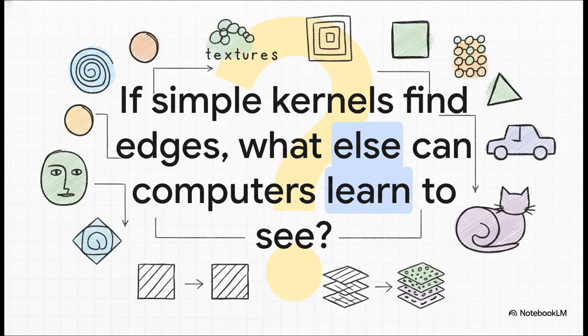And that leaves us with a pretty mind-blowing question. We just use simple, predefined kernels to find basic edges. But what happens when a machine, through deep learning, starts creating its own kernels, thousands of them, far more complex than these? It starts to find not just edges, but textures, patterns, complex shapes, and eventually faces, cars, and cats. The basic process we just saw is the same, but the scale is just incredible. And it really makes you wonder, what else will they learn to see?